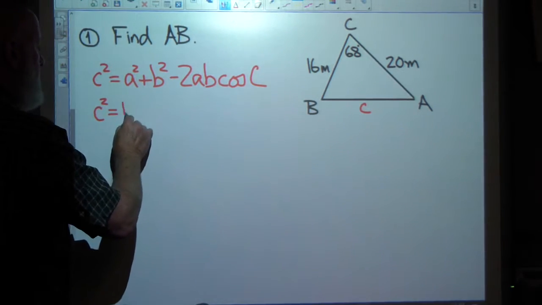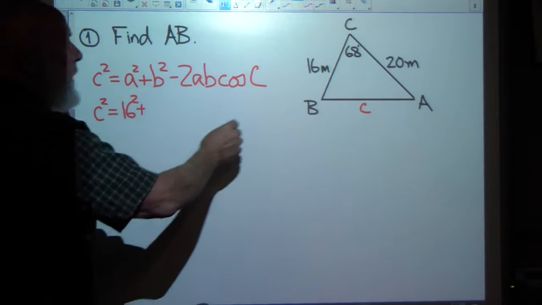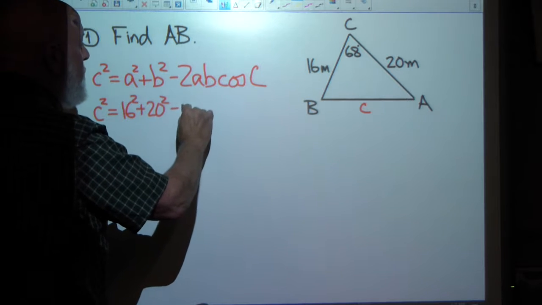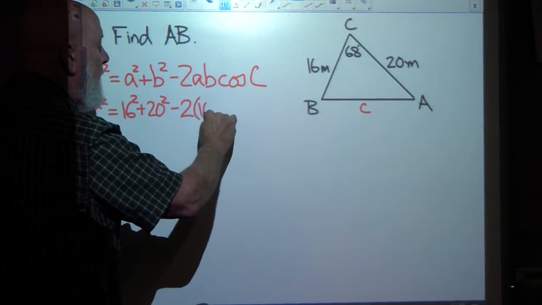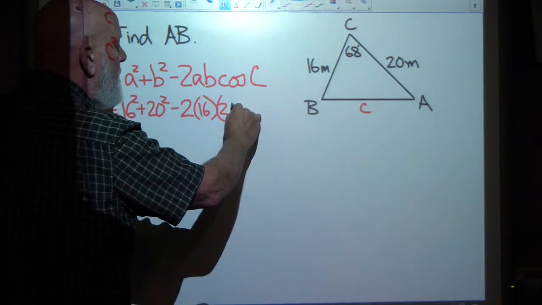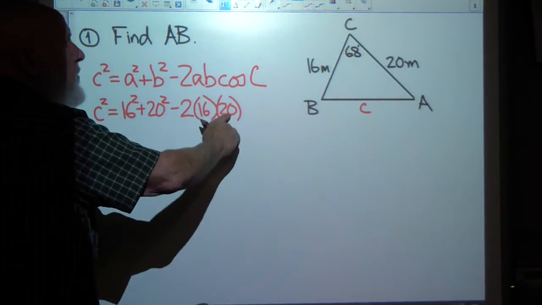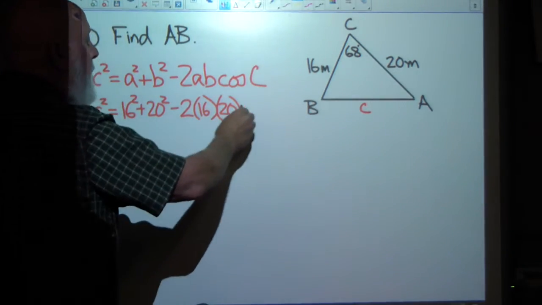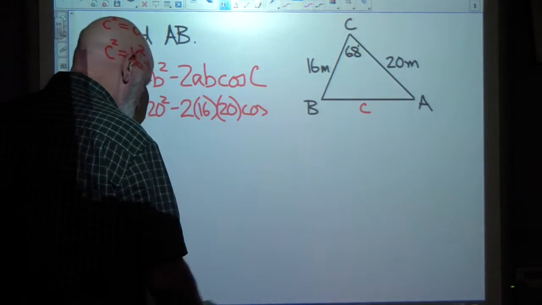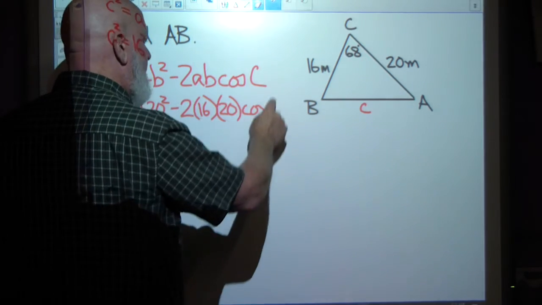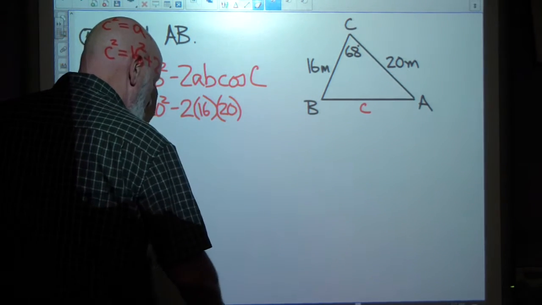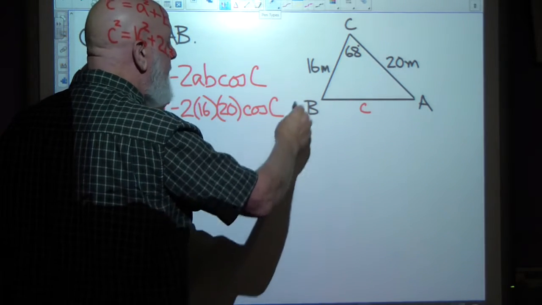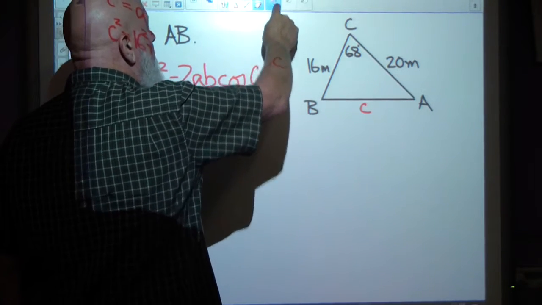16 squared plus b squared, which is 20 squared, minus 2 times 16 times 20. A is 16 and B is 20: angle A, side a, angle B, side b. Times the cosine of C. And C is 68, so I'm going to plug in the 68 there instead of C.